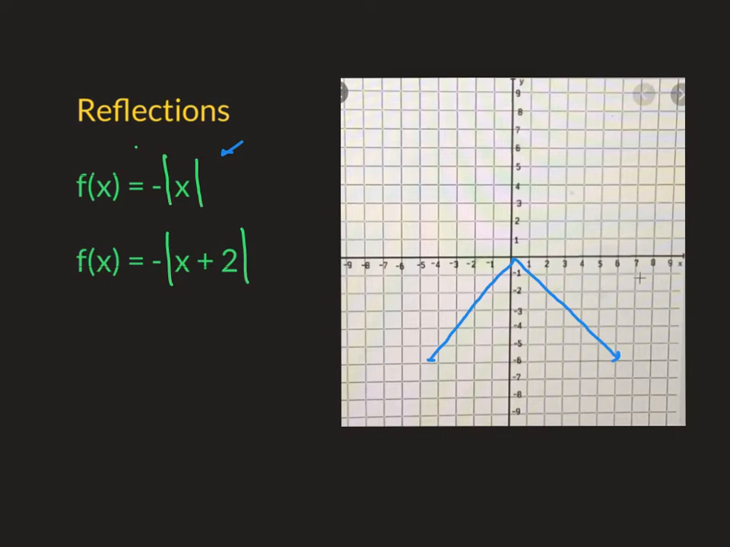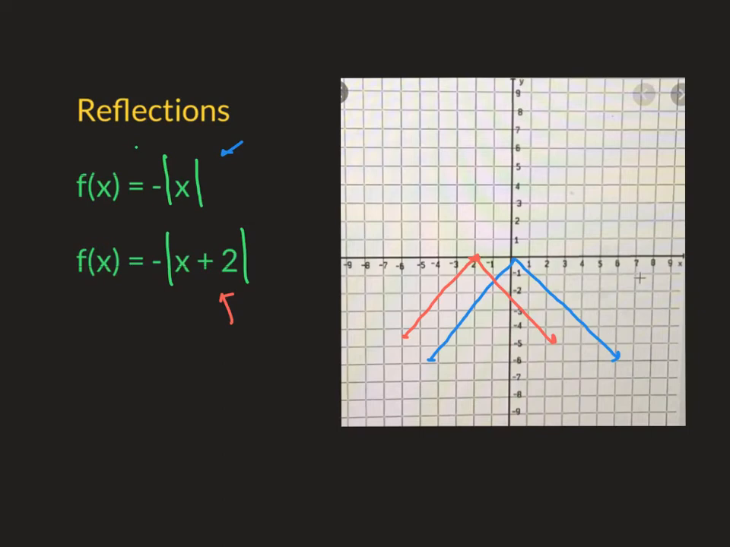Now, the second one on this slide, I combined something here. Notice the +2's inside. Don't forget what the +2 inside does. It shifts it left or right, opposite of what you think. The +2 means it's going to shift to the left 2, and then the negative sign is going to flip it, so it's going to go just like that. All right, so that's what the reflections do.